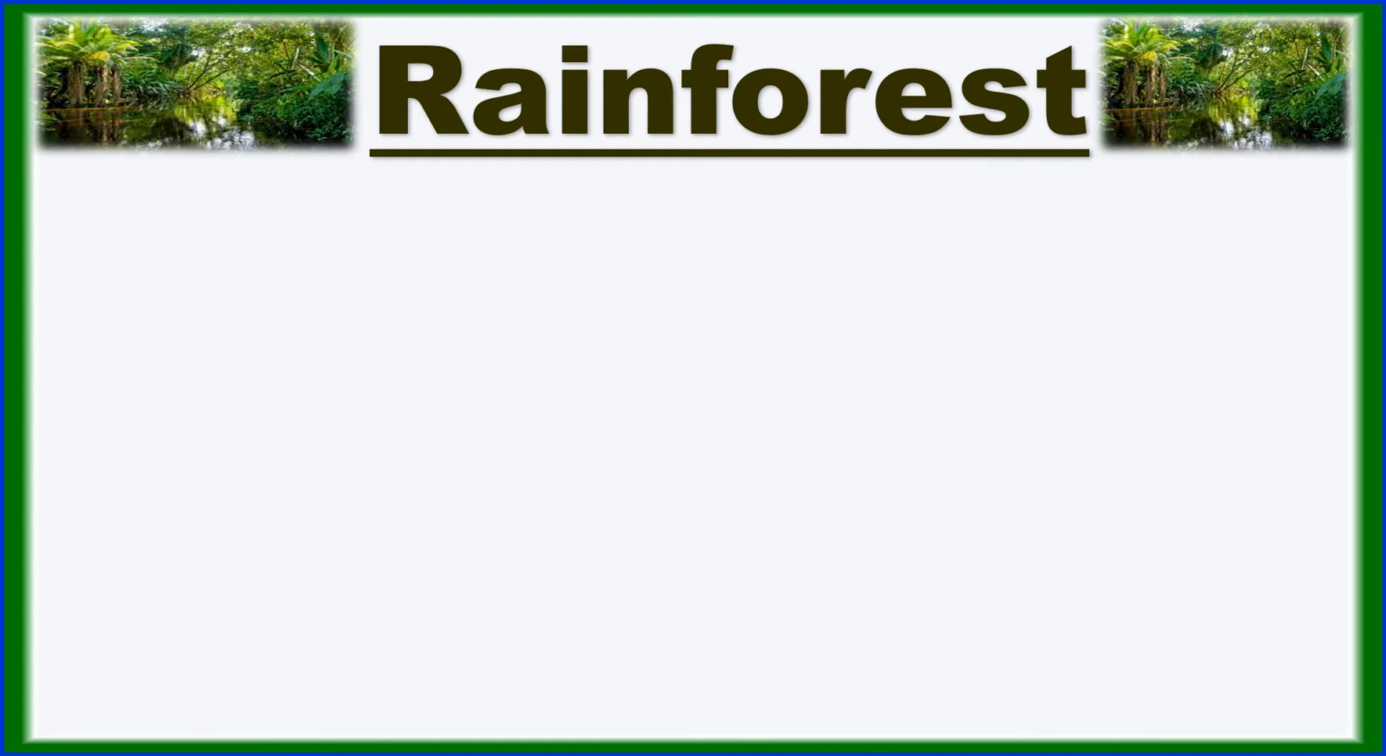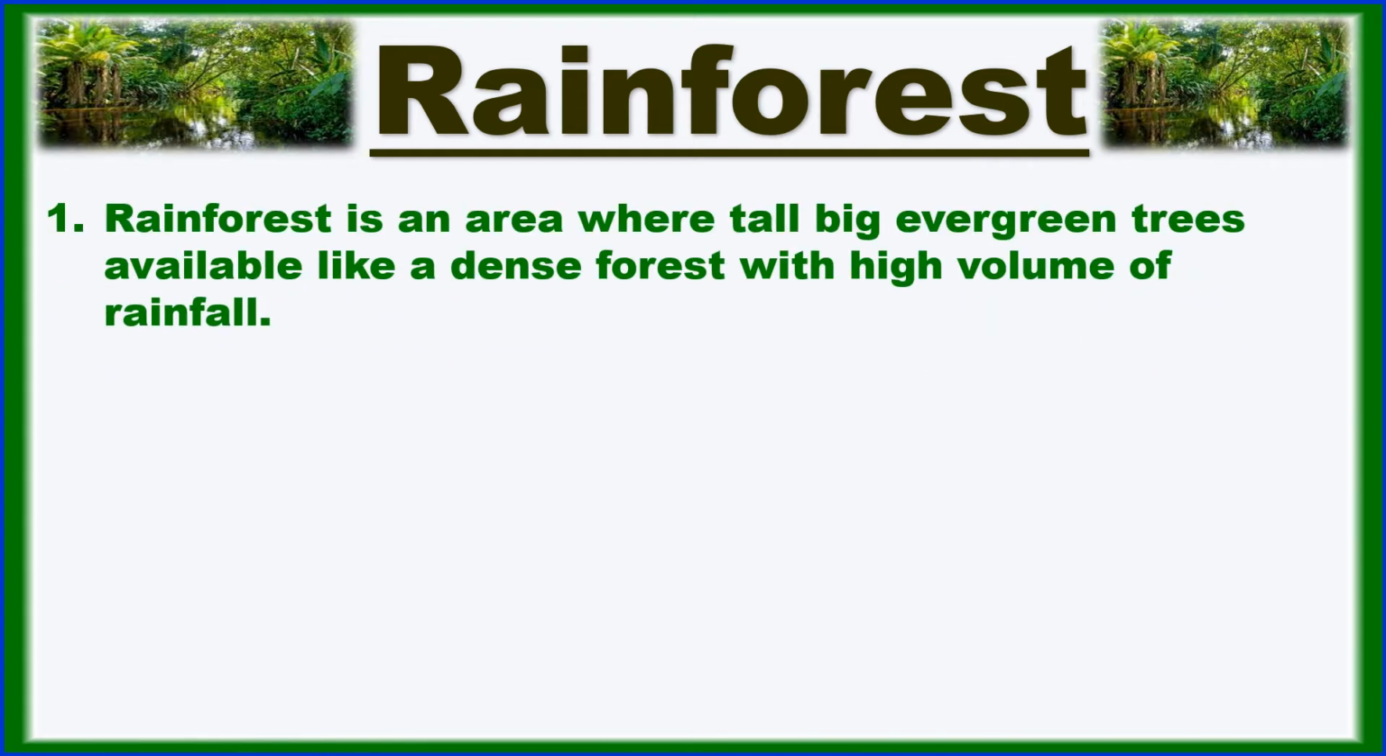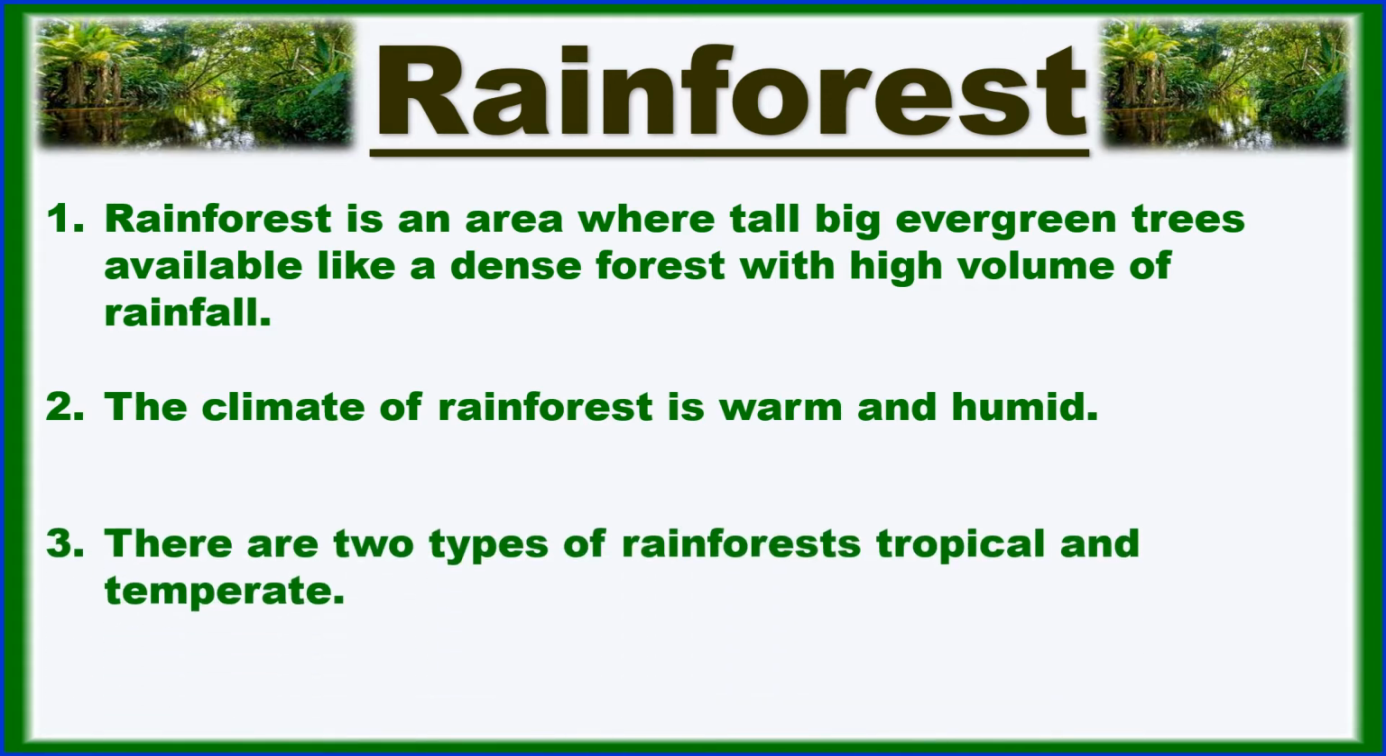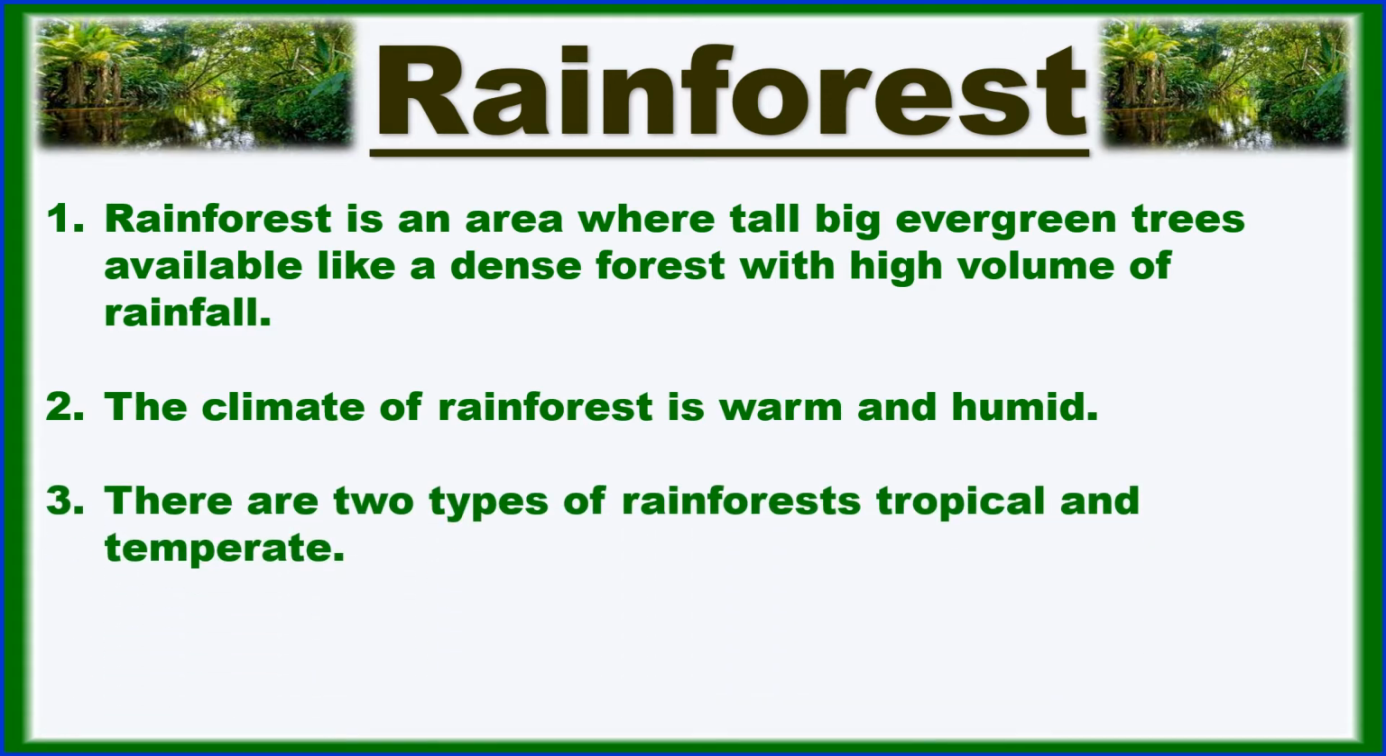Let's start then. Rainforest is an area where tall, big evergreen trees are available, like a dense forest with a high volume of rainfall. The climate of rainforest is warm and humid. There are two types of rainforest, tropical and temperate.